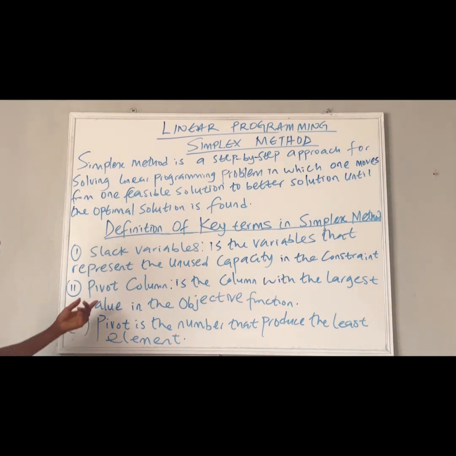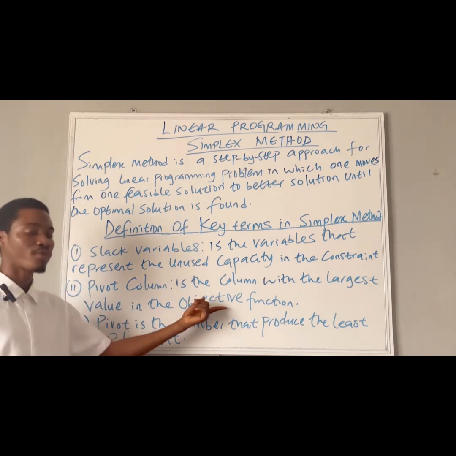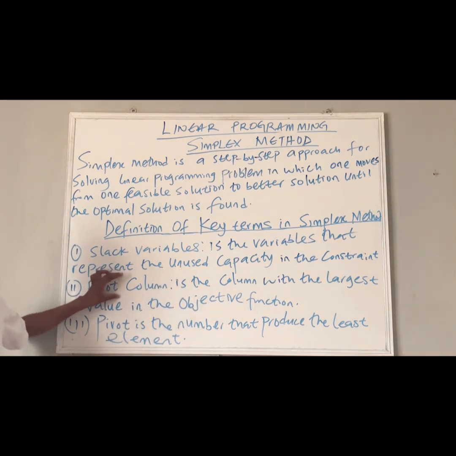But in Simplex Method, we have to add our slack variable. And number 2 is pivot column. Our pivot column is the column with the largest value in the objective function. So when we have drawn our table, the largest value in the objective function will determine the column that will enable us to get our pivot. Our pivot is the number that produces the least element. So the column that gives us the least element will be our pivot column. So the number that gives us the least element will be our pivot.